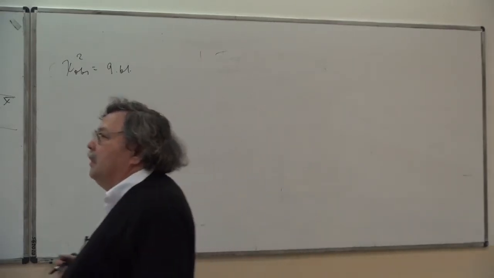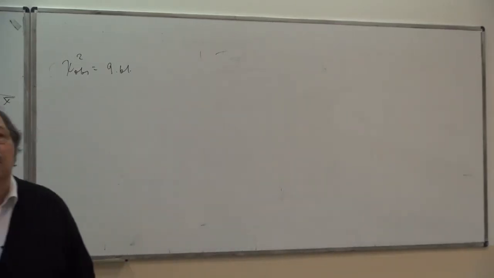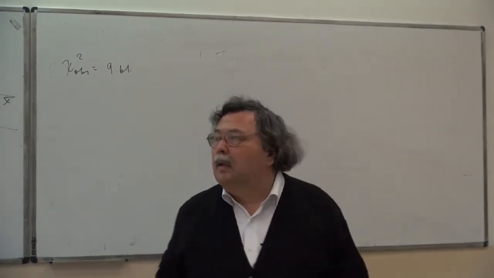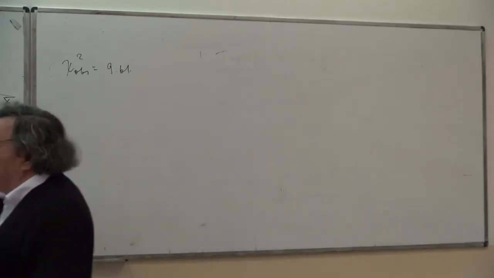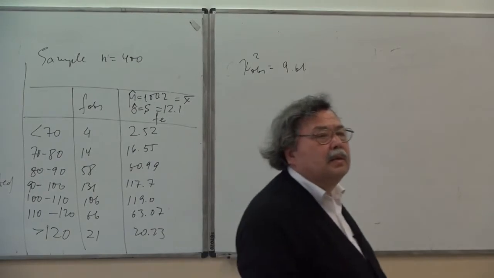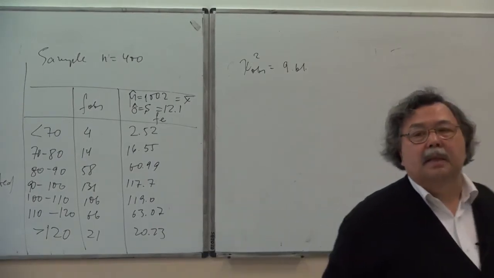But to introduce a critical value for the chi-square distribution, we need to know how many degrees of freedom we deal with here. Well, on the one hand, we have 7 categories, which already means that the number of degrees of freedom is less than 7.